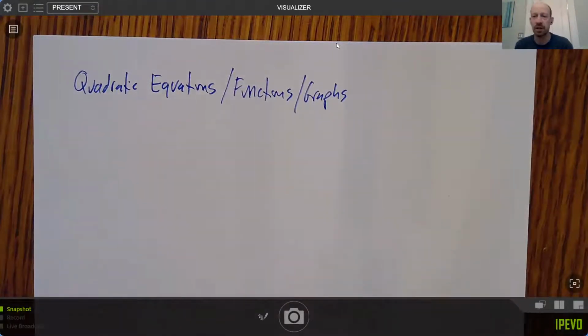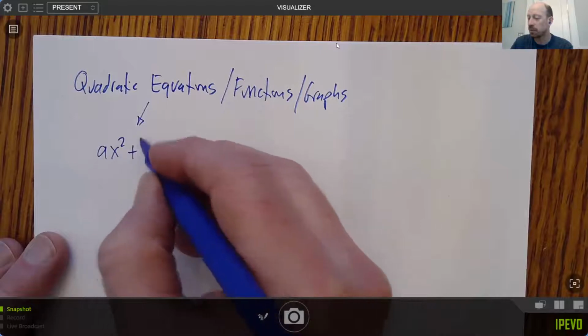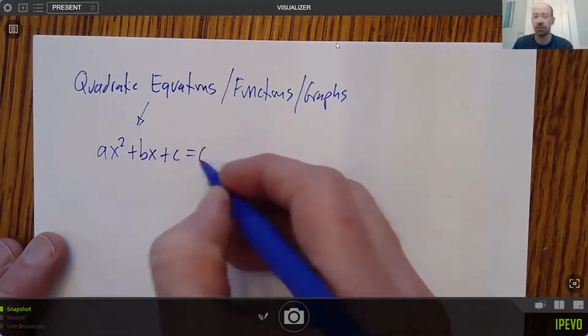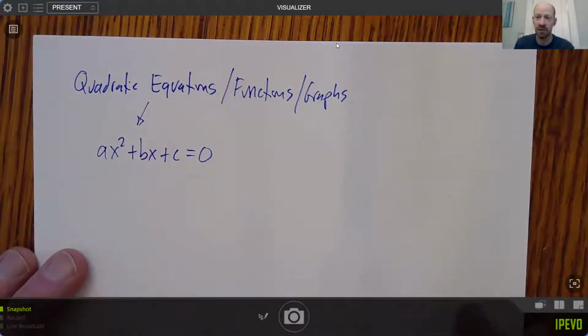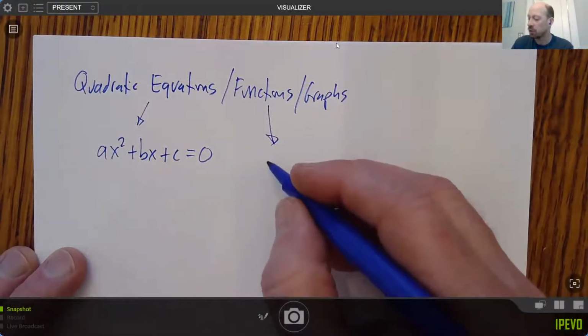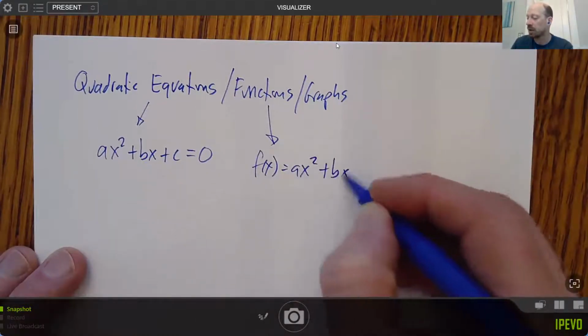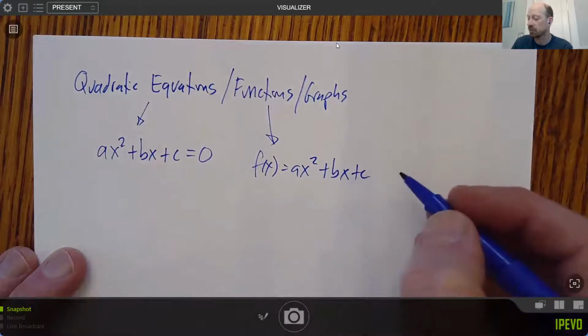So this section that we're working on is focused on quadratic, both equations and functions and graphs. They are all interconnected and very similar to one another. A quadratic equation would look like ax squared plus bx plus c equals 0. And we've already done some work with those quadratic equations. A quadratic function would look like f of x equals ax squared plus bx plus c.